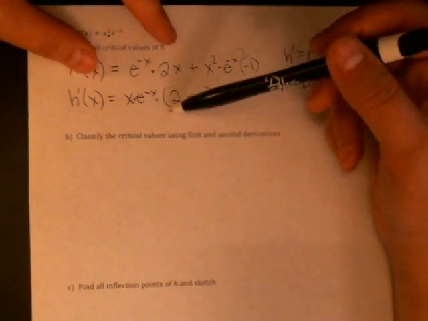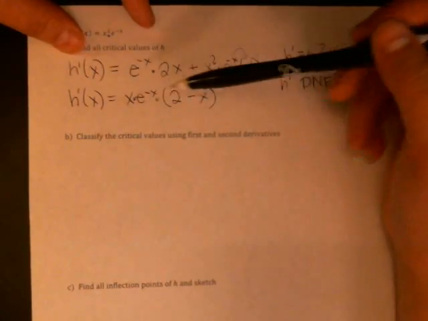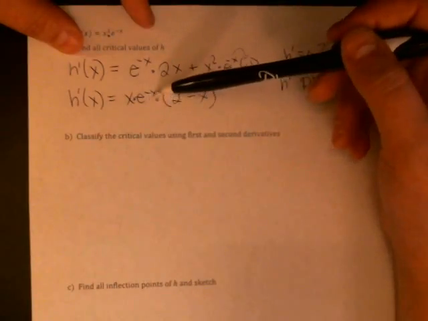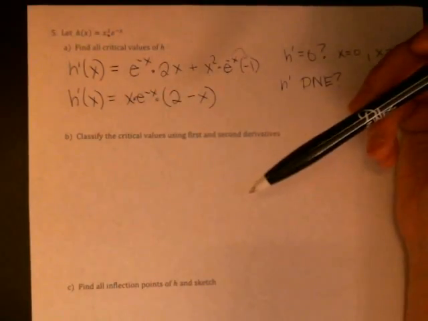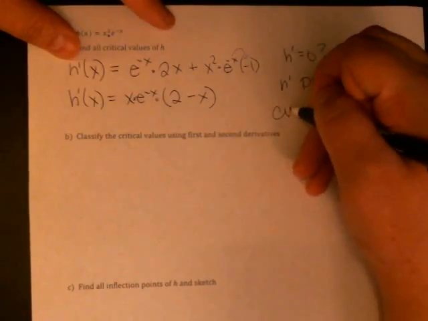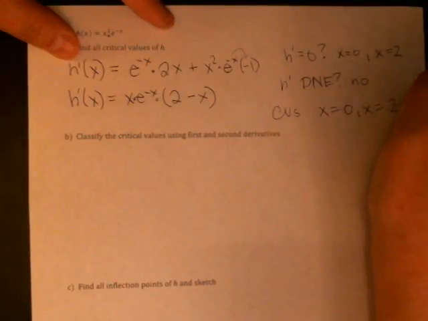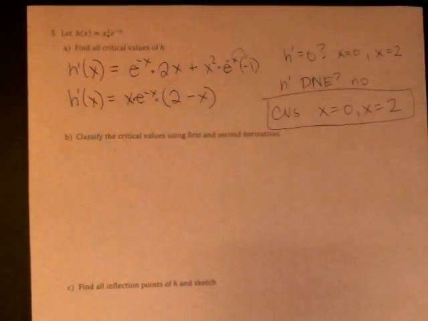Looking at this, there's never a problem with an x or a 2 minus x, and exponential functions as well don't have any domain problems. So that's a never, which means my critical values are just x equals 0 and x equals 2. Okay, so 2 critical values. And now we're going to move on and try our first and second derivatives.